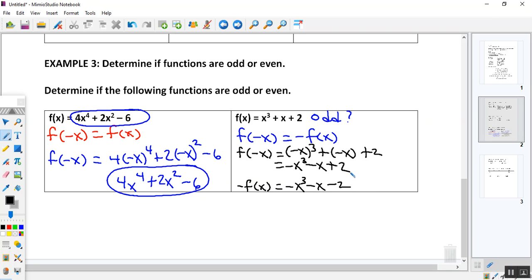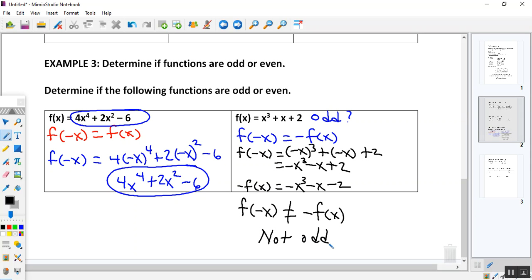Are they exactly the same function in the end? No, they're not. Therefore, can this be odd? No, this is not odd. In this case, f of negative x, in the end, did not equal negative f of x. Therefore, this is not odd. And it can't be what? Even, because it's a third degree function.